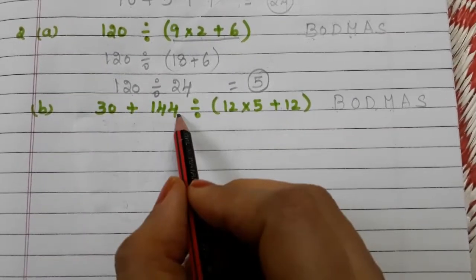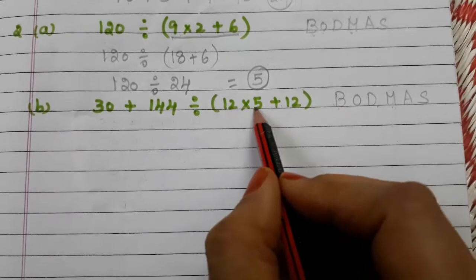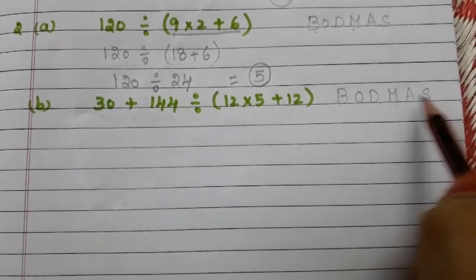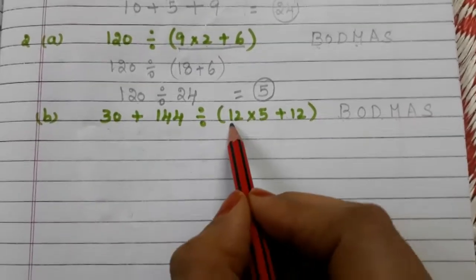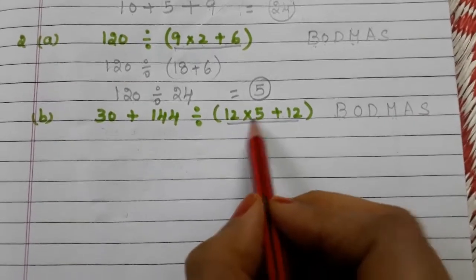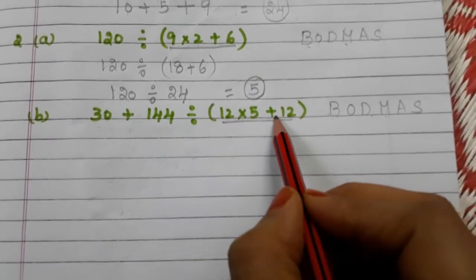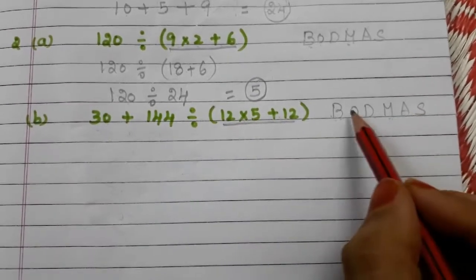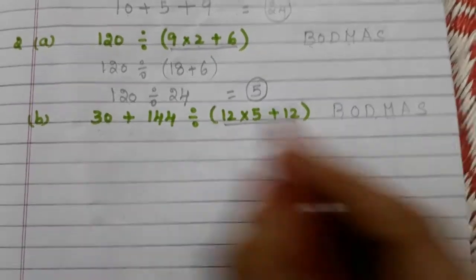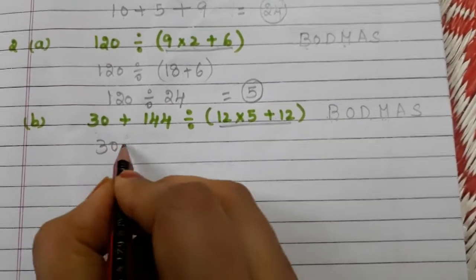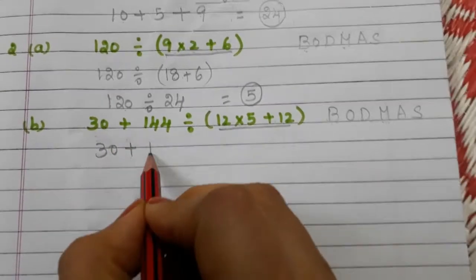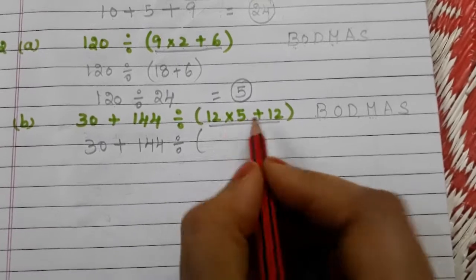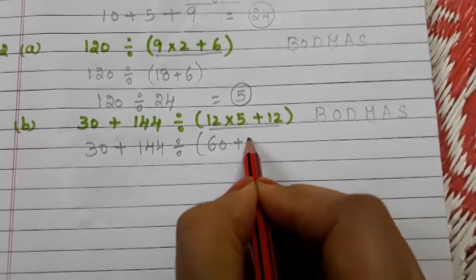30 plus 144 divided by 12 into 5 plus 2, which is in parenthesis. In BODMAS, what comes first? Brackets. So first we have to solve this. Again we have multiplication here and addition here. Which one do we have to do first? Multiplication. Why? Because in BODMAS multiplication comes first. So let us multiply 12 and 5. 12 5s are how much? 60, plus 12.